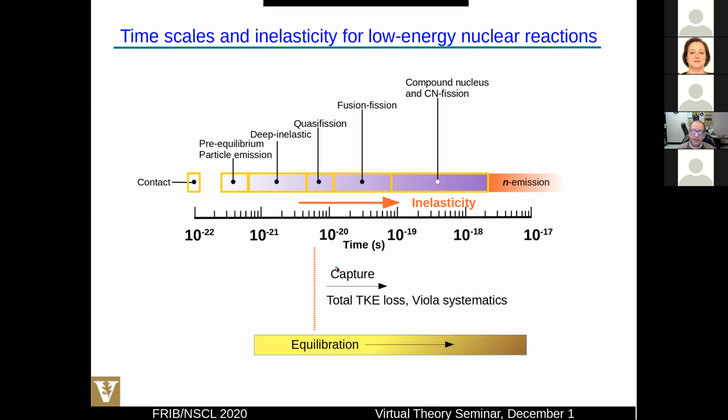One thing to emphasize here is that beyond the deep inelastic regime, we essentially lose all total kinetic energy, translational kinetic energy. In other words, when you have two fragments going out at the end, these don't carry any of the initial translational kinetic energy. They're just coming apart with the energy of the dynamics and Coulomb repulsion. And this is called Viola systematics. They're well described by the systematics. So in addition to this equilibration process, of course the inelasticity of the reactions also increases as we go longer and longer in time.